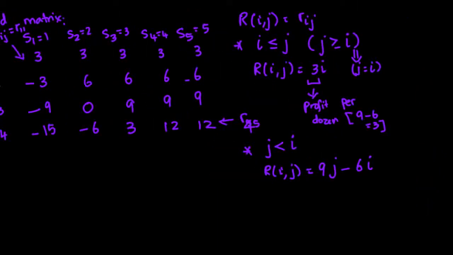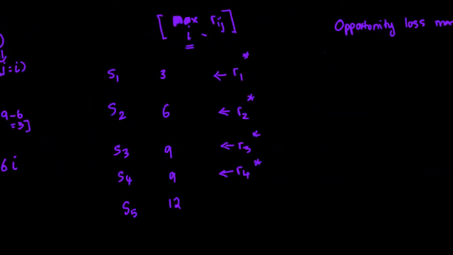Is that 9 for the fourth state? It's actually 12. So we have actually found the rewards for the 5 different states.